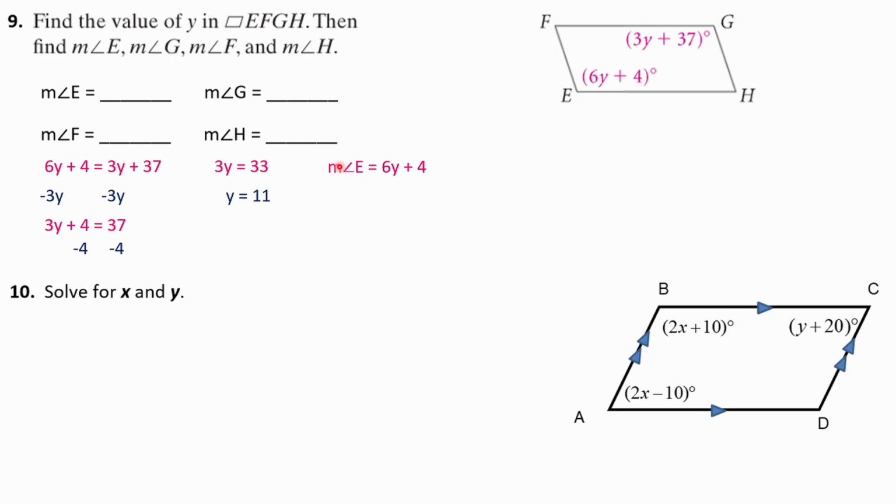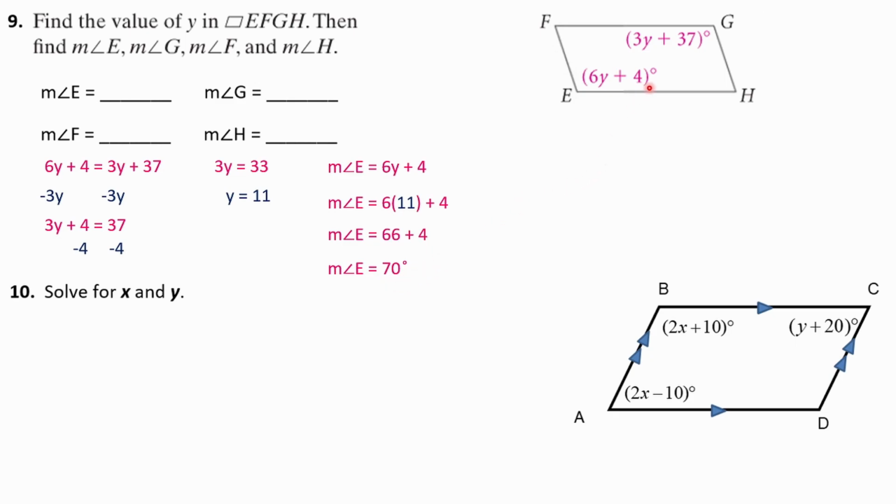So if I do that, I'm going to choose angle E here, which I know is 6y plus 4. And so if I substitute that 11 into the y, I get 6 times 11 plus 4, which gives me 66 plus 4 for the measure of angle E, which is a total of 70 degrees.